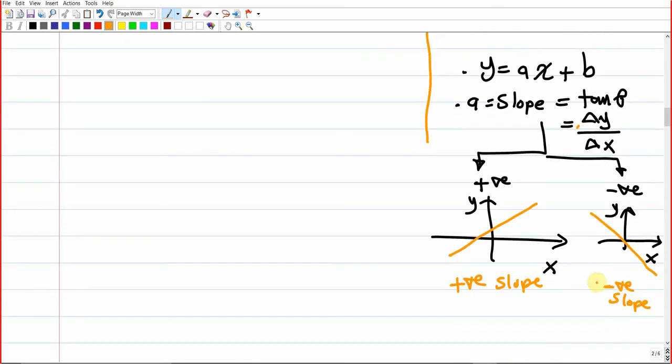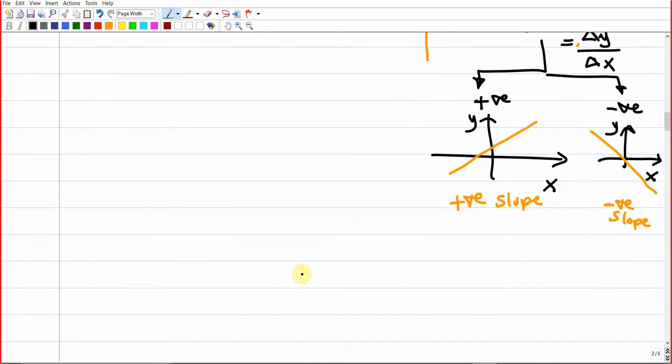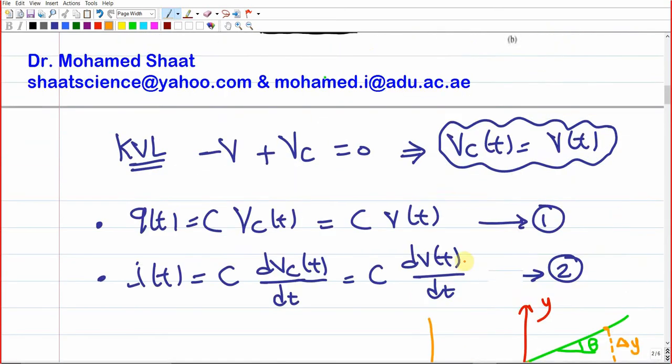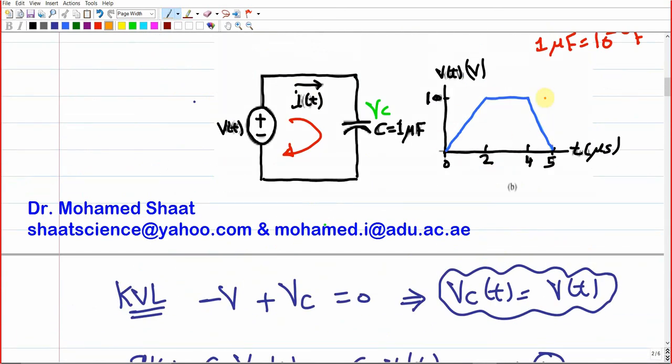B is known as the y-intercept, which is the intersection point of the line with the y-axis. How can we find this y-intercept? Simply, you can draw or calculate using any point on the line. I'm going to show you how we can use these equations, or this relation of the line, to come up with a relation for V of t, the volt, as a function of time. Make sense? So this is the graph that we have here.